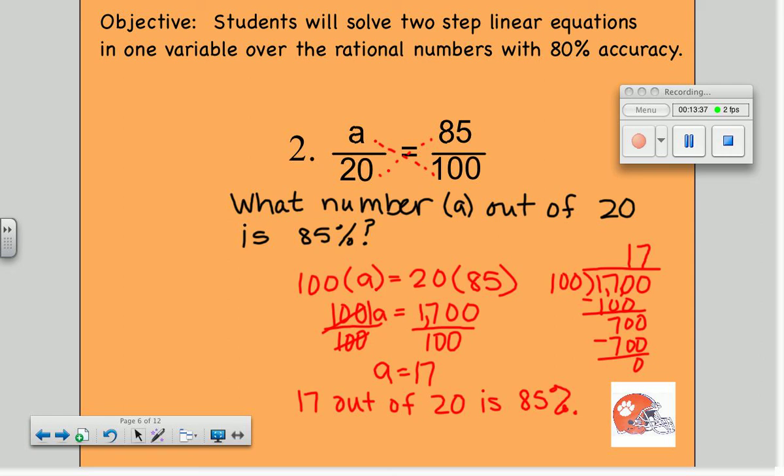Now give me a scenario for this one. I want you to write another scenario. That means that if my dog had 20 puppies and 17 of them survived, 85% of them are alive. 15% of them are dead, but 85% of them are alive. So you choose your scenario and you write your own scenario here.